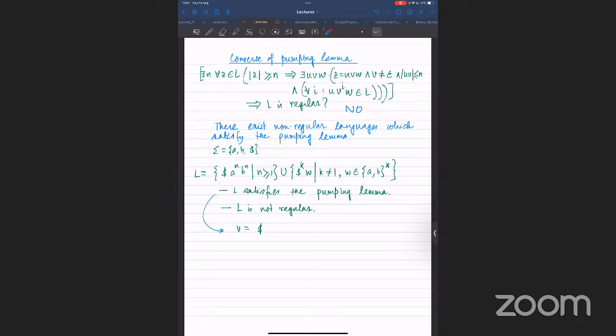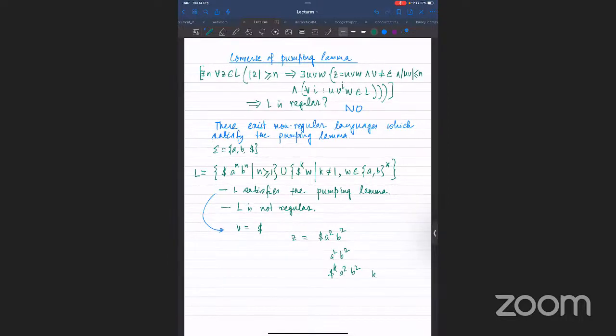V is dollar, right? And you pump. Suppose you start with some dollar, suppose your Z is dollar A2 B2. You pump the dollar. You can either remove it. So what do you get? A2 B2. A2 B2 is here in the right part. You pump it more, correct? So dollar A2 B2 is also there in the left part. You pump it more, you get some dollar K A2 B2.